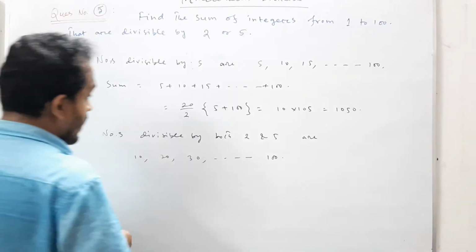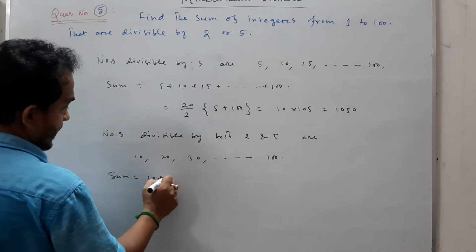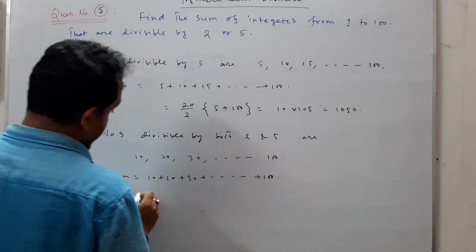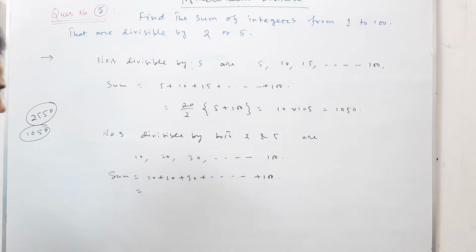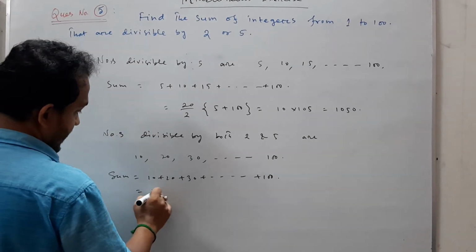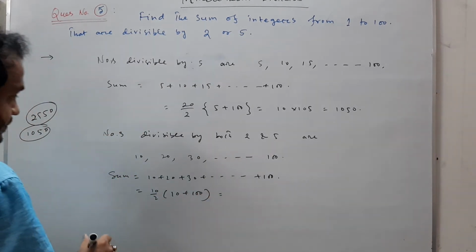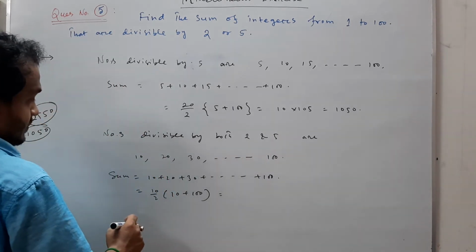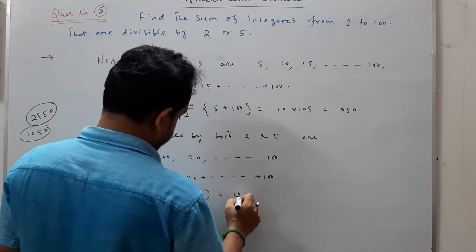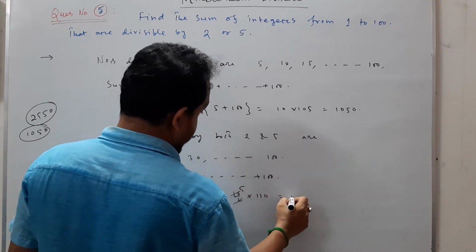So what is the sum of these numbers? Here the sum is equal to 10, 20, 30 plus dot dot dot up to 100. And how many terms? Here we have only 10 terms. It is clear. So 10 divided by 2 into first term plus last term, that is 10 by 2 into 110, so 550.